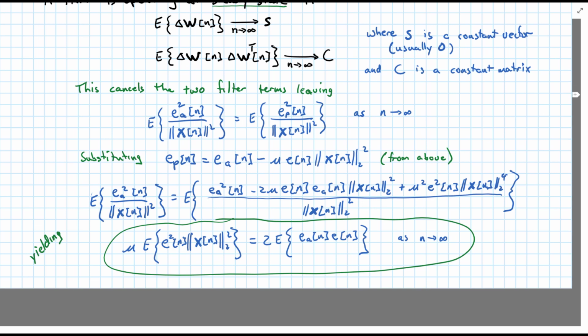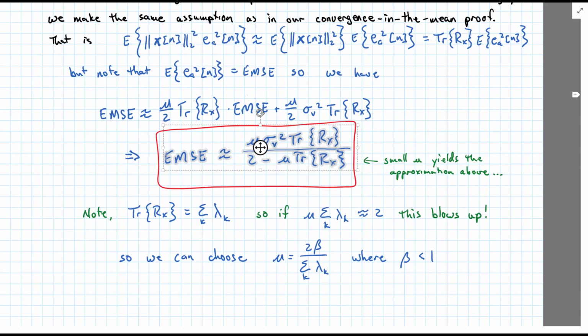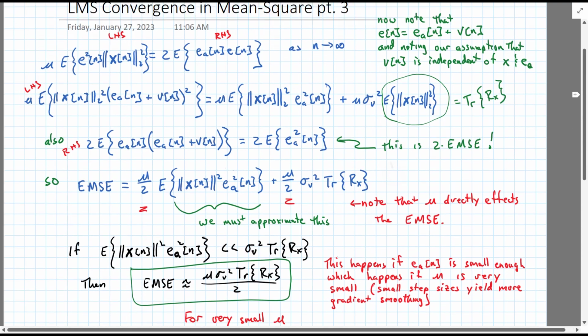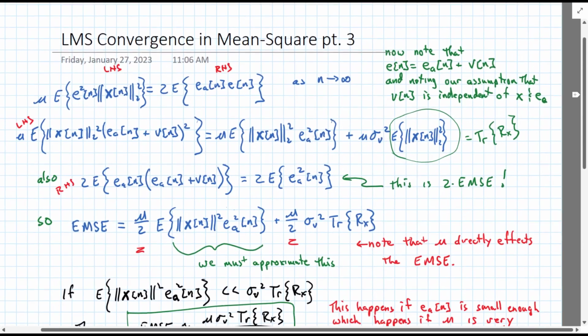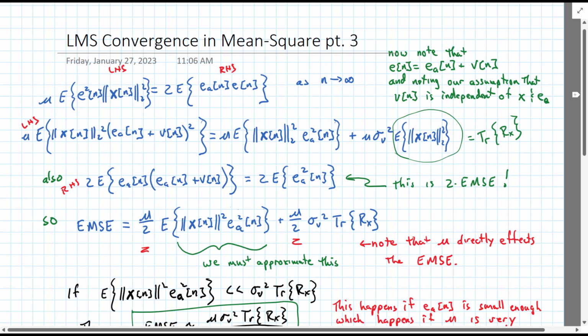So we're in the closing stretch here, and we have one more page of detailed notes to go through. Copying the equation from the previous page up top, I've labeled the left-hand side and the right-hand side to make it convenient. And we'll do another substitution. Remember that En is equal to Ea, our excess error, plus V, our unavoidable error. And also reminding you that our assumption was that Vn is independent of x and Ea.